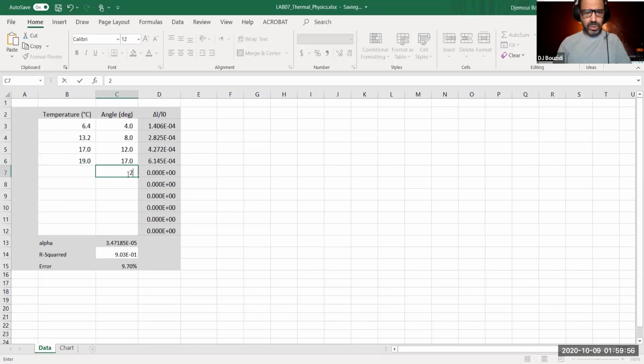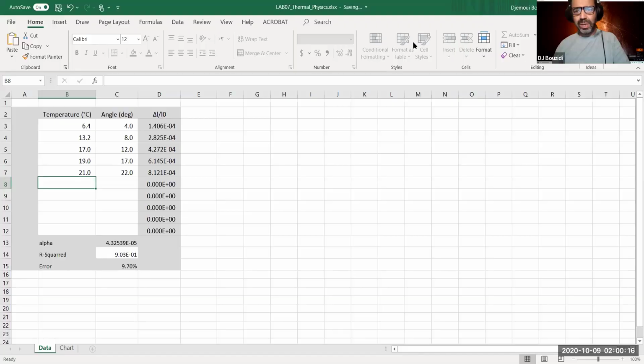Let's say, for example, the next reading was 22, because again, there are increments of 2. And let's say the temperature was, for example, 21 degrees. Now the alpha is 4.32 e to the negative 5, which is 10 to the power negative 5.